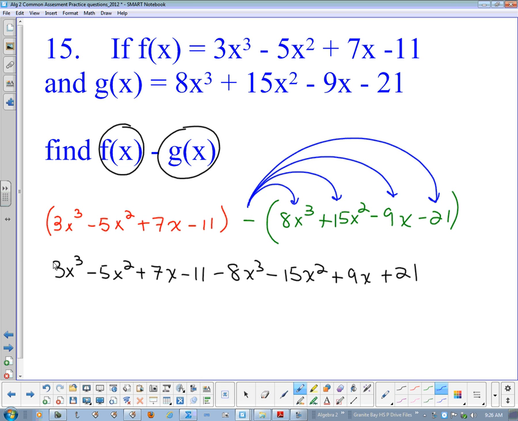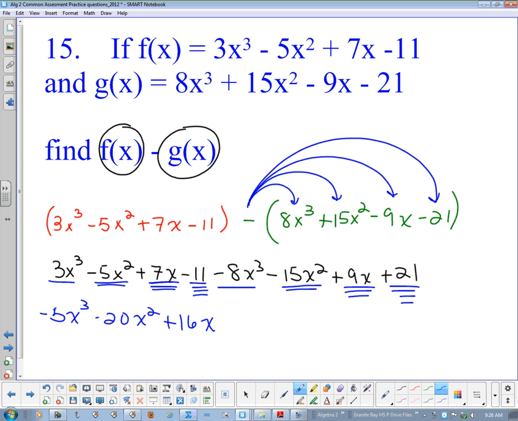Your goal now is to combine all like terms. You've got a 3x cubed and a negative 8x cubed. That's going to be negative 5x cubed. Then we have x squared. That's going to be minus 20x squared. We have 7x and 9x. That's going to be 16x. And finally, we have a negative 11 and a 21. So that's going to be plus 10.